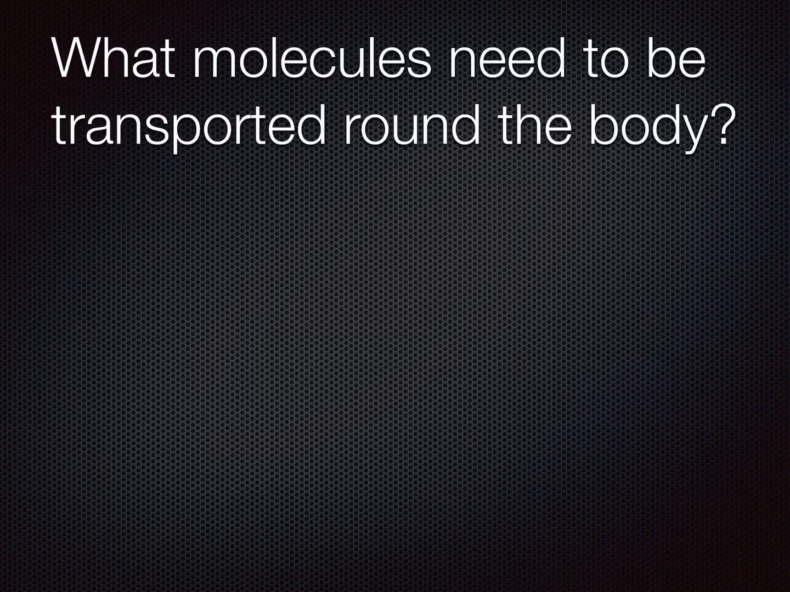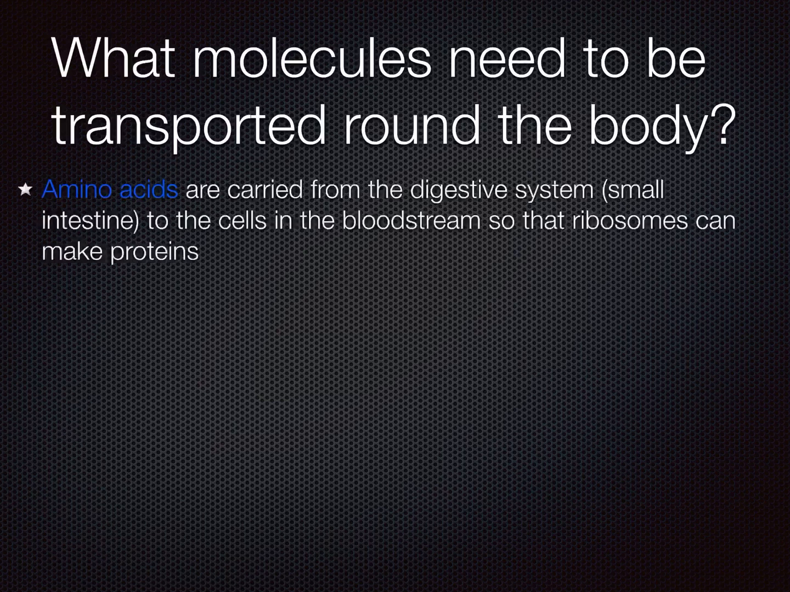So the molecules that are transported around the body. First of all, we've got amino acids. So you break down your food into amino acids in your digestive system. And in the small intestine, and we'll look at this next topic, the amino acids are absorbed into the blood and they're transported to all the cells because the ribosomes in the cells join amino acids together to make the proteins, which make up most of the structures inside our cells.